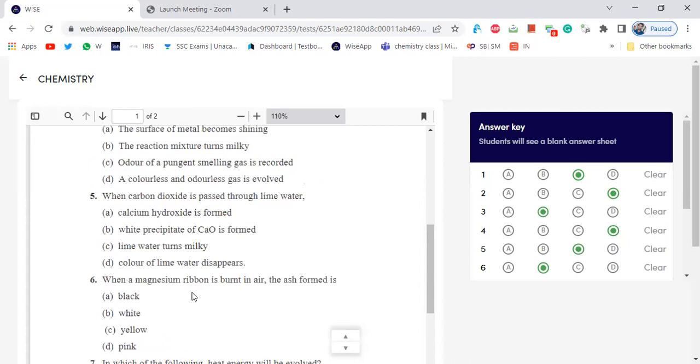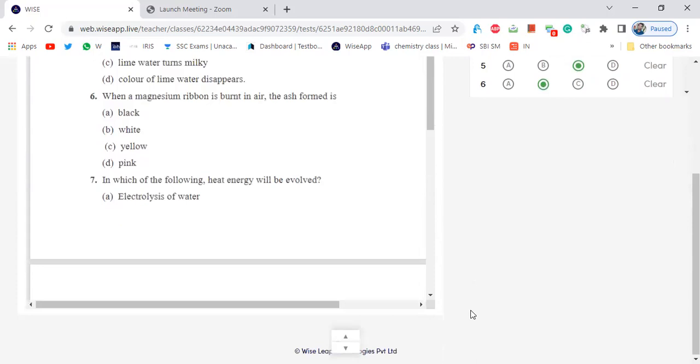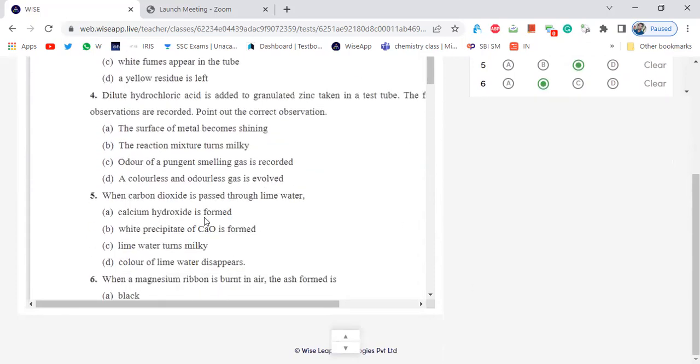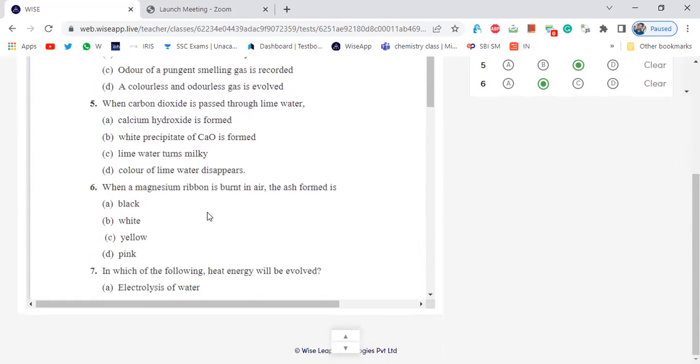When carbon dioxide is passed through lime water, what will you get? Milky white color. Calcium carbonate will be formed. That is a milky white precipitate. Fine. Yes, sir. Sixth one. When a magnesium ribbon is burned in air, the ash formed is white, sir. Magnesium oxide, right? That is white in color.